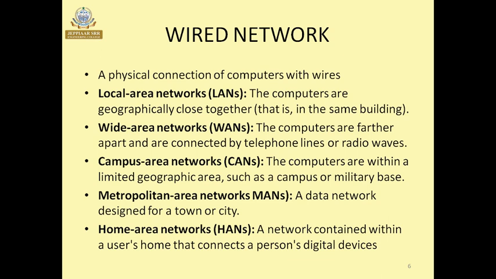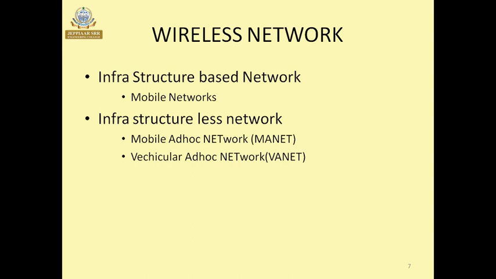That is called home area networks. Next is wireless networks. Wireless networks are of two types: infrastructure based networks and infrastructureless networks. In infrastructure based networks we have mobile networks. What is a mobile network? In infrastructure based networks you are using a mobile, which is a wireless device, but it is based upon switching and routing techniques.